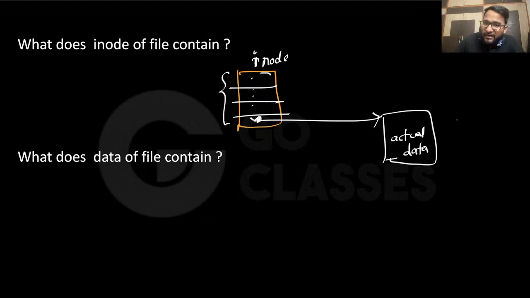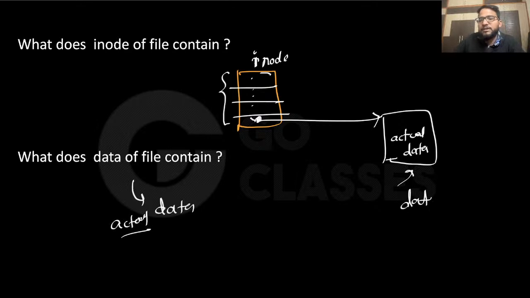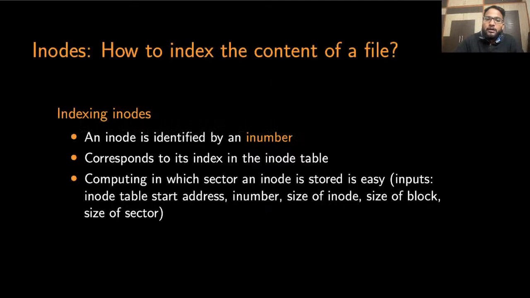And what does the data contain? Data just contains data, right? There is nothing else here. This is the actual data, which is just the file. Is this clear to everyone? What is this inode and what does it contain? Let me quickly know if that is clear. Okay.